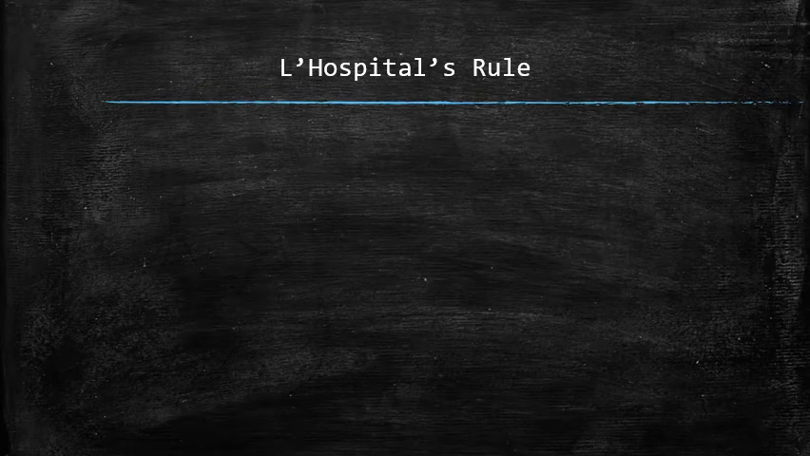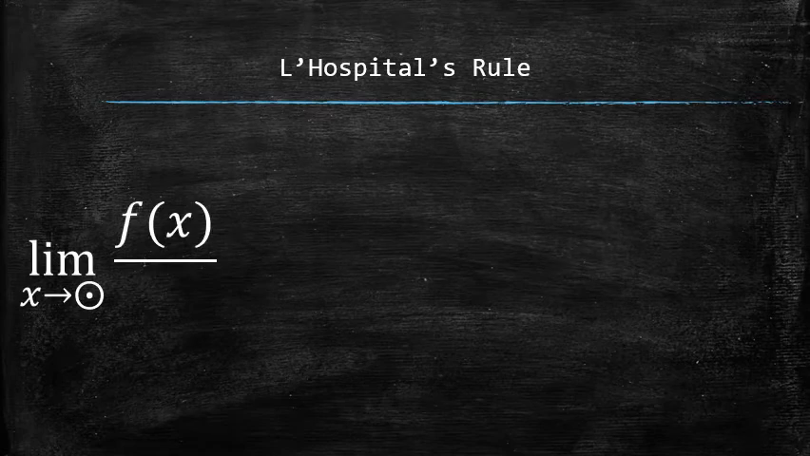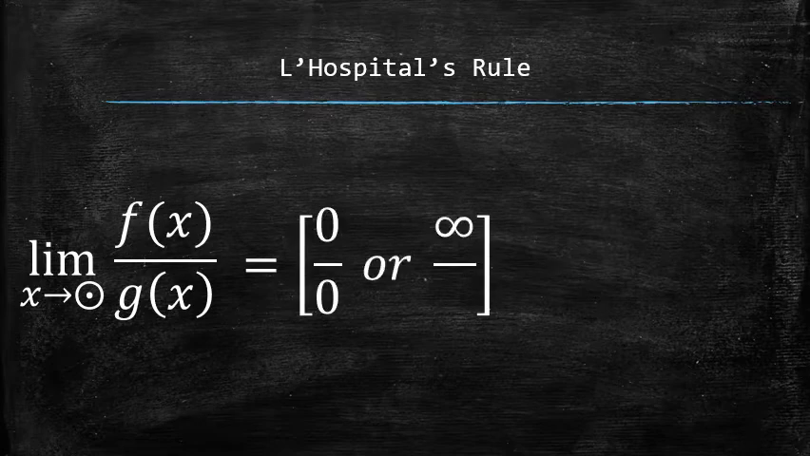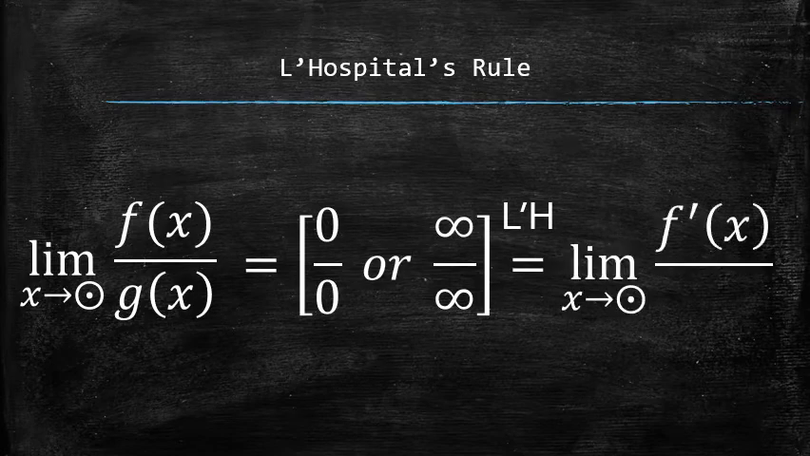In summary, when looking for the limit of the ratio of two functions as x approaches any target value, and the limit is either of 0 over 0 or infinity over infinity indeterminate form, then according to L'Hopital's rule, it is equal to the limit of the ratio of the derivatives of the numerator and denominator.